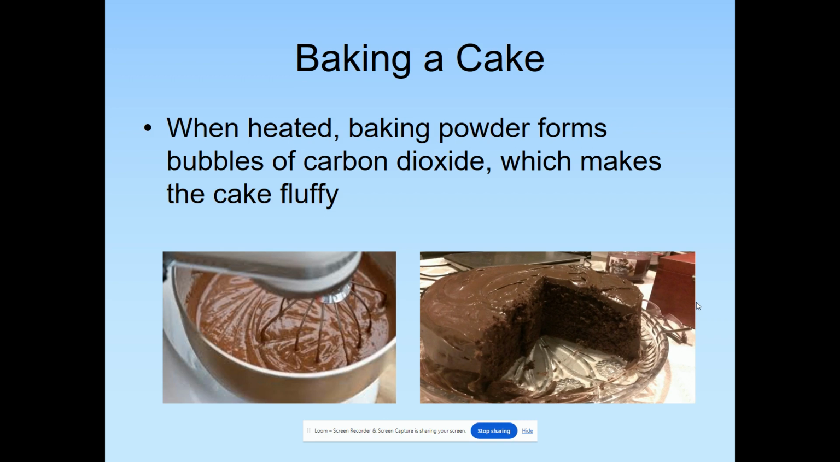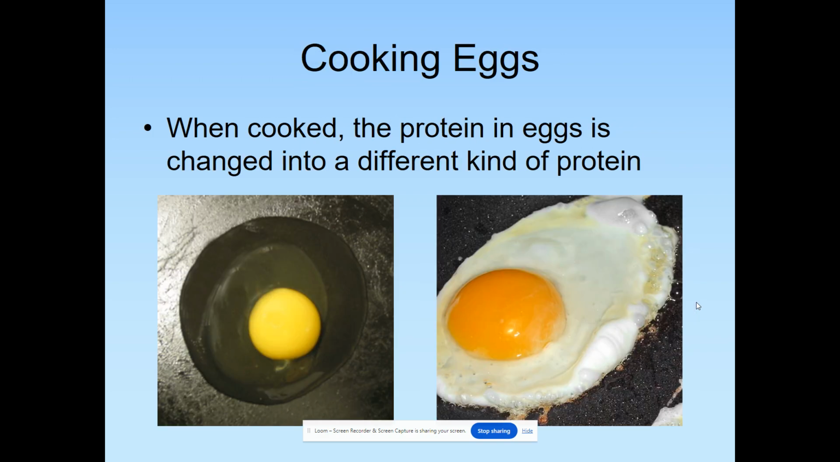When you bake a cake, you form carbon dioxide gas from the baking. That makes the cake nice and fluffy. Well, the carbon dioxide gas was not present before the baking powder was heated up. So that is a chemical change. And finally, if you cook an egg, it changes the proteins from one kind into a different kind. That's why cooked egg looks and acts different than an uncooked egg.